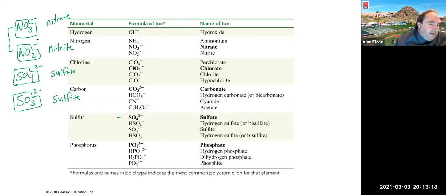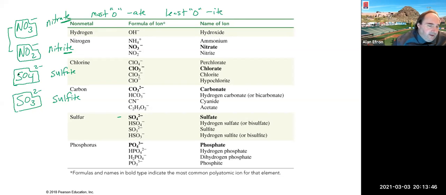They both have a -1 charge. They both have nitrogens. The difference is the number of oxygens. So in this group of two guys that are related to each other, the one with the most oxygens ends in ate. The one with the least oxygens ends in ite. So usually the most oxygens in a group of 2 ends in ate. The least oxygens ends in ite.